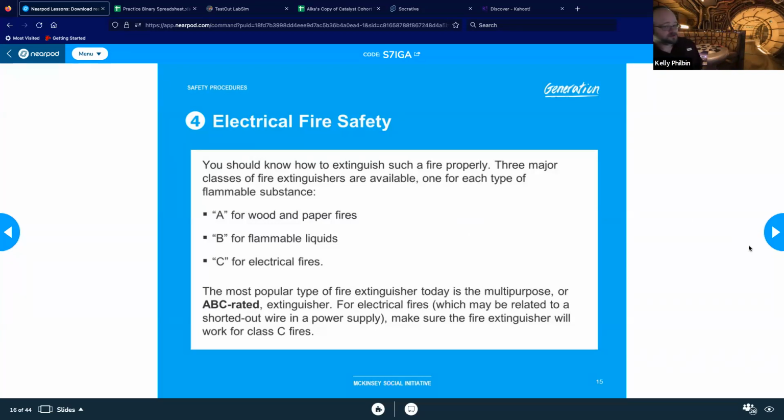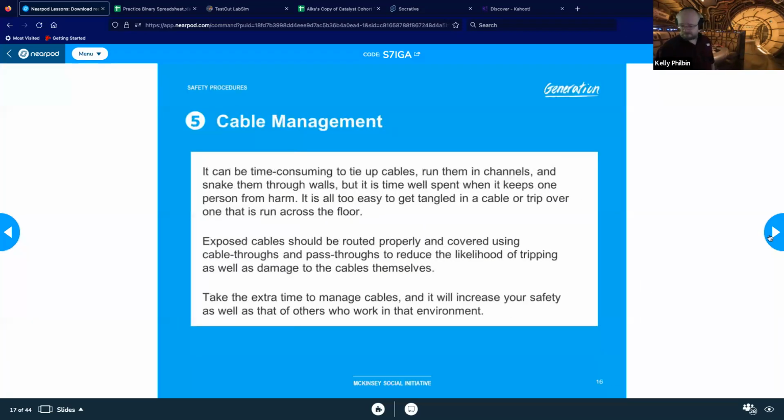All right, questions so far? Yep. All right, cable management. Let me see if I find that picture really quick.